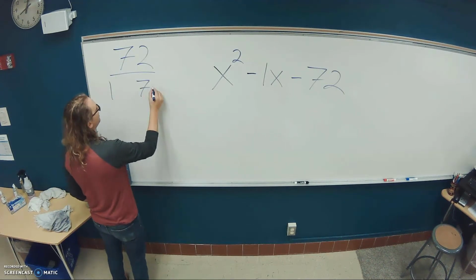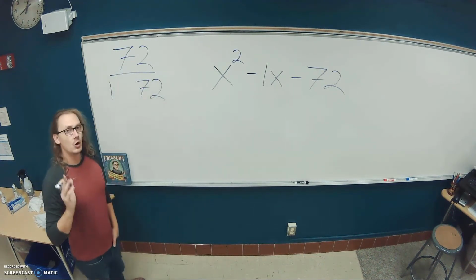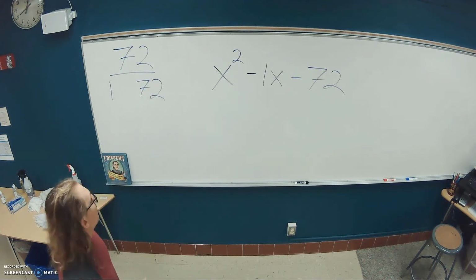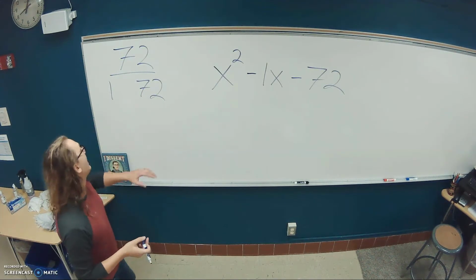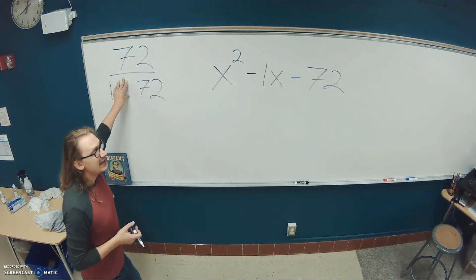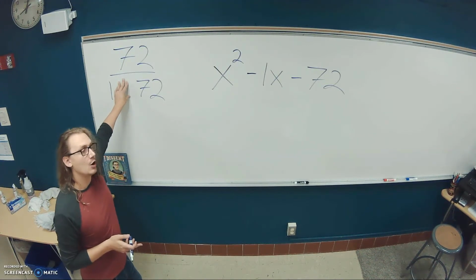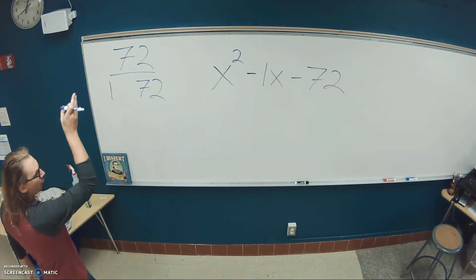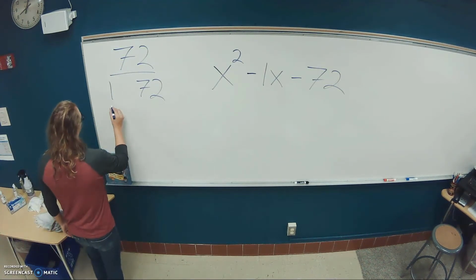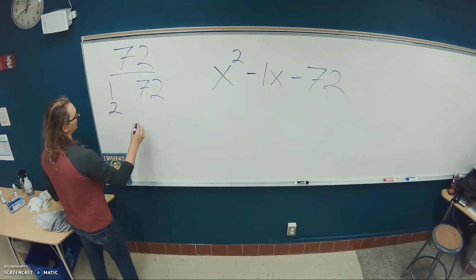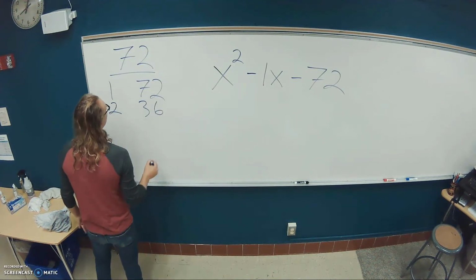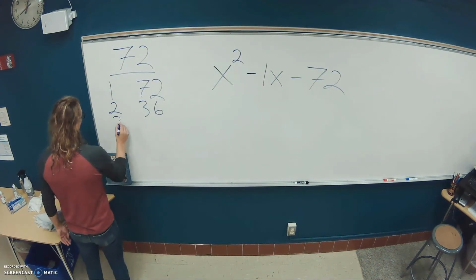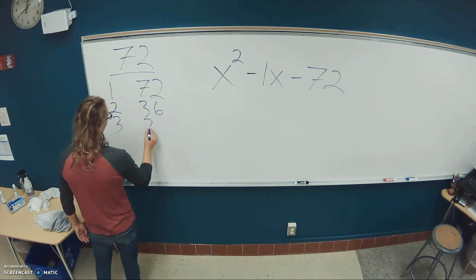1 and 72 is my first one. Don't forget that one. A lot of folks do as you're listing the factors. Now, if I were a betting man, it usually is not 1 and the original number, but make sure that you get it down. And then work your way up. So we know that 72 is divisible by 2, so we're doing 2 next. 2 and 36. Is it divisible by 3? It sure is. 3 and 24.